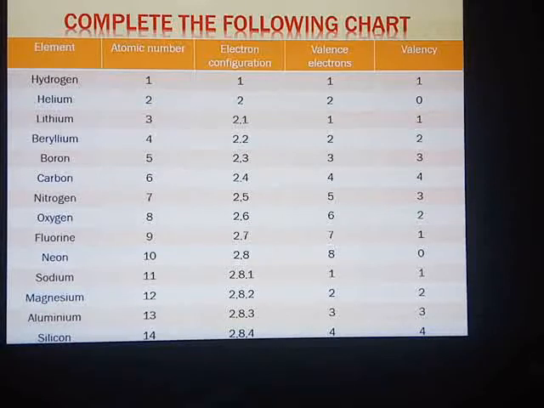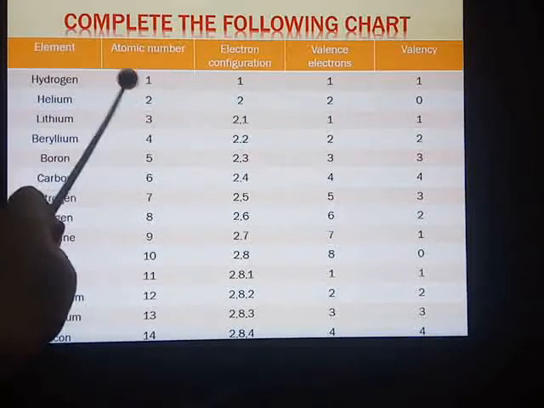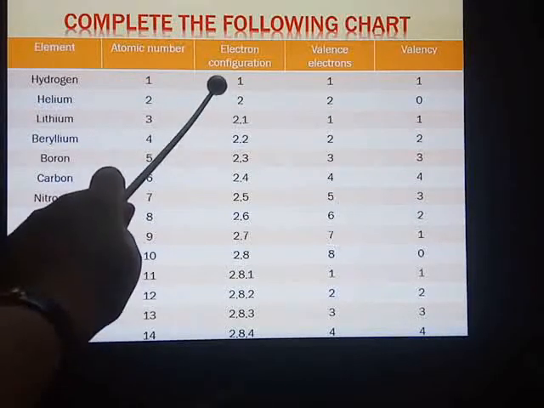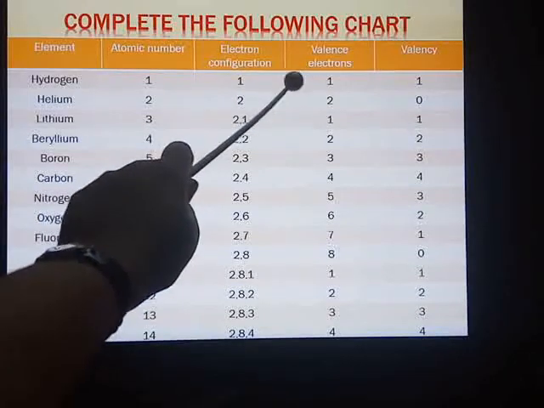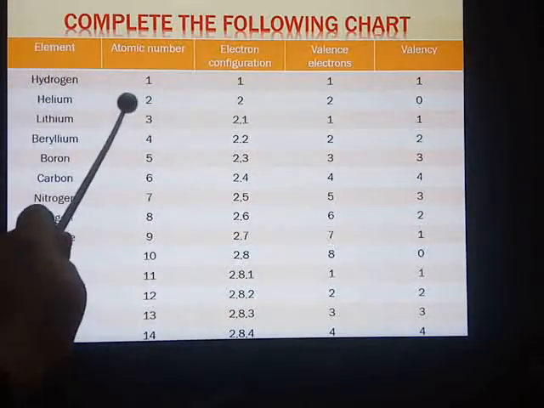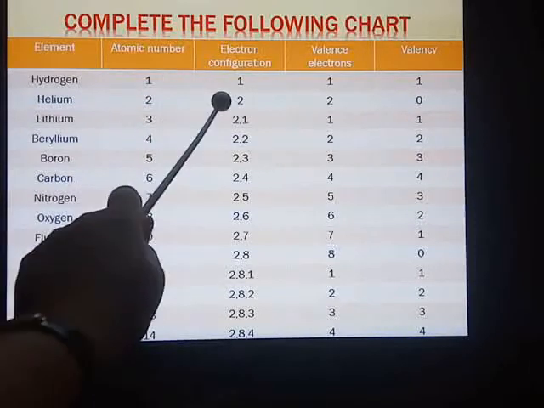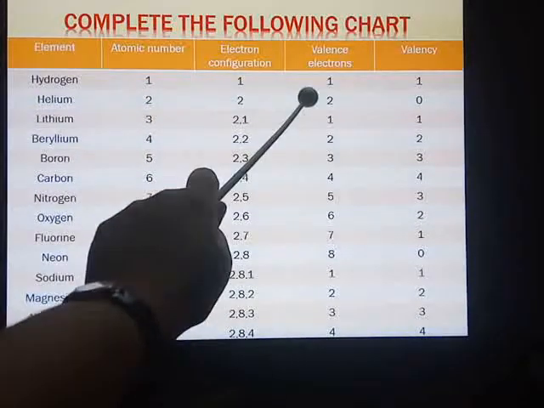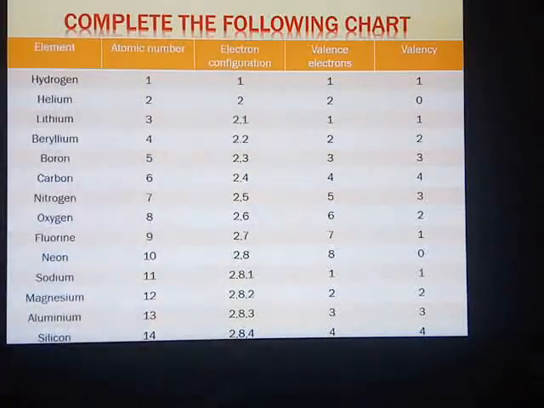So in your textbook on page number 54, element hydrogen having atomic number 1, electronic configuration is 1, valence electrons are 1. Valence electron is either given up or taken, so valency is 1. Helium atomic number 2, electronic configuration is 2, valence electrons are 2, valency is 0 because you know the first shell is satisfied with 2 electrons.